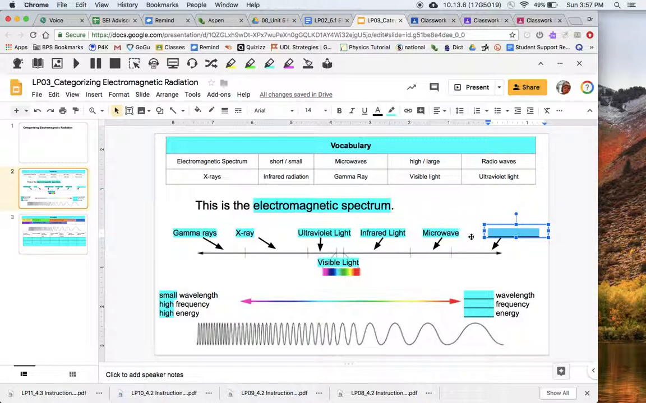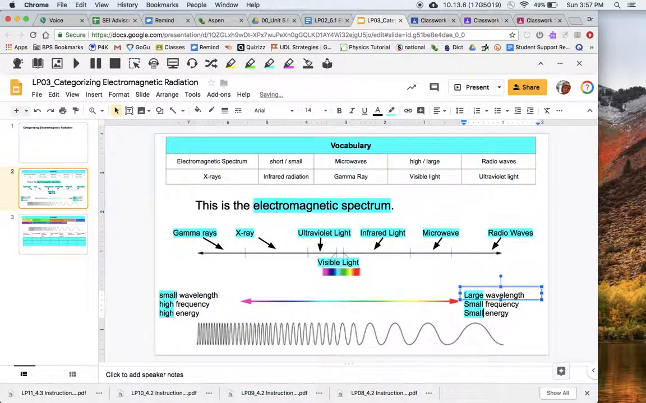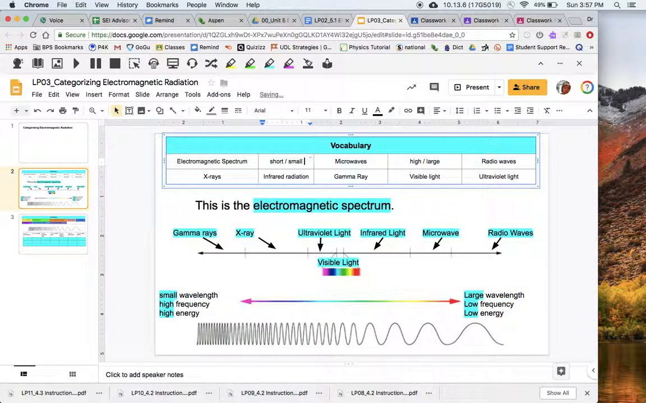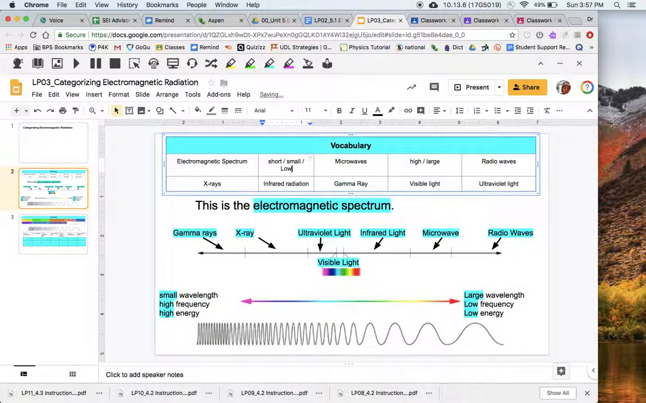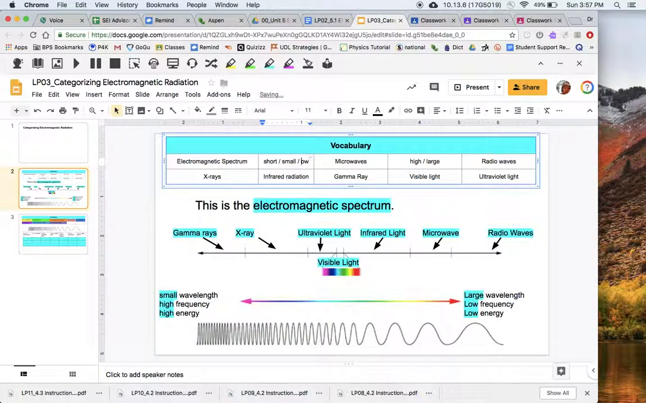And bigger than microwaves are radio waves. Radio waves are the biggest electromagnetic waves that we have. And they have a large wavelength. But that means if they have a large wavelength, they actually have a small or low frequency. And they have small energy or low energy. Okay, and actually let's call this low energy. And a low frequency. And I'm going to change this up here. Short, small, low, they all mean the same thing. Low.